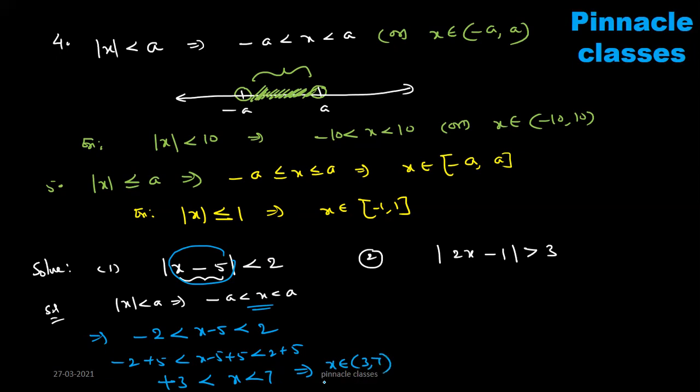How do you know whether it is correct or wrong? Take some values lying between 3 to 7. Any value. Take 3.2, verify. The value should be less than 2. Take x is equal to 5. Yes, 0 less than 2. Take x is equal to 4. 4 minus 5 is minus 1. Modulus of minus 1 is 1. 1 less than 2, yes, satisfied. So based on this, we discussed the problems.